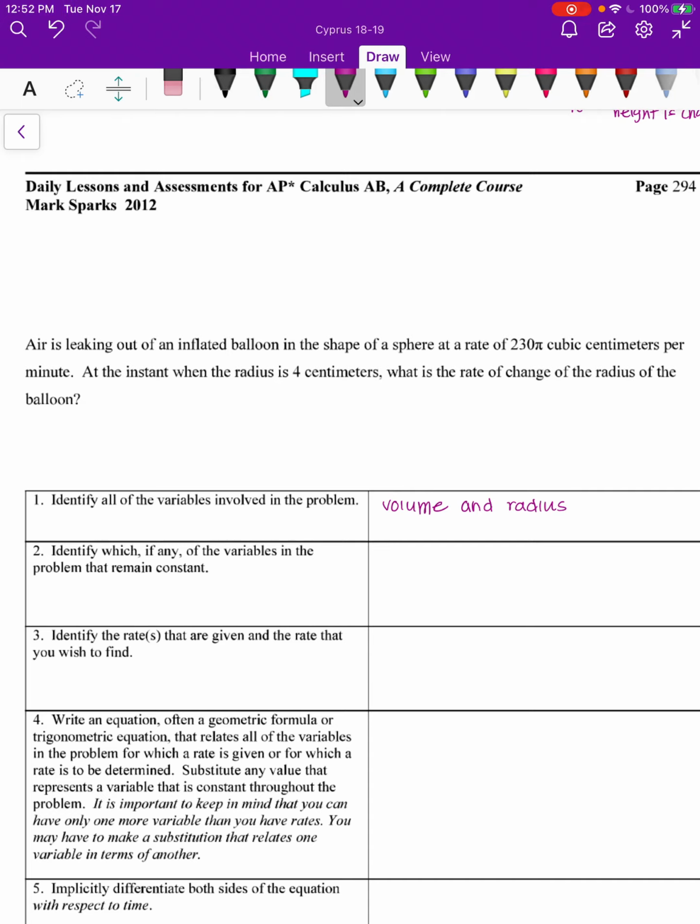Number 2, identify which, if any, of the variables in the problem remain constant. Well, we know that the volume is not staying constant because they say that air is leaving. And we know that the radius is not staying constant because it's asking us to find how much it's changing by. So there are no constant variables.